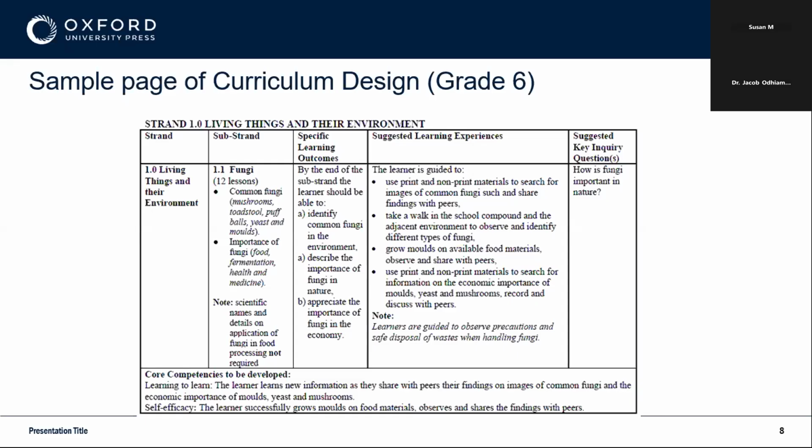How it will help the teacher: look at column 3 where we have specific learning outcomes. In this substrand, there are only 3 specific learning outcomes, but there are 12 lessons. So you can see 3 outcomes to be covered in 12 lessons. So looking at the outcomes and the content area, the teacher is able to come up with those 12 lessons as recommended in the curriculum design. Then now the learning experiences, it is written there that they are suggested.